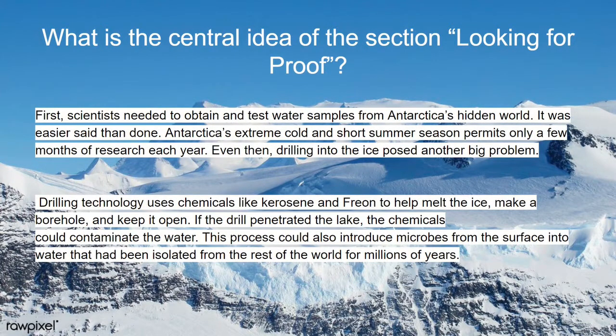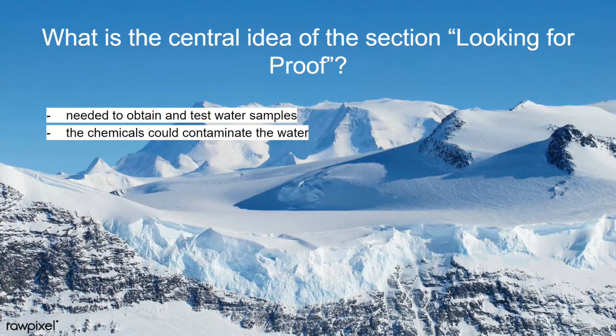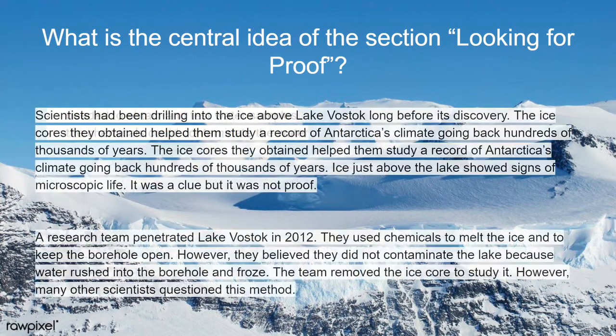And we are finally looking at the last section. What is the central idea of the section? Looking for proof. So we take the first two paragraphs and we look at them together, because this article has already provided us all the information we need really for the central idea, but we've got to pull out a couple more pieces here. They did have to obtain and test water samples, and the chemicals could contaminate the water, so that was dangerous. So we put those notes on our notes page, and then we move on to the next two paragraphs.